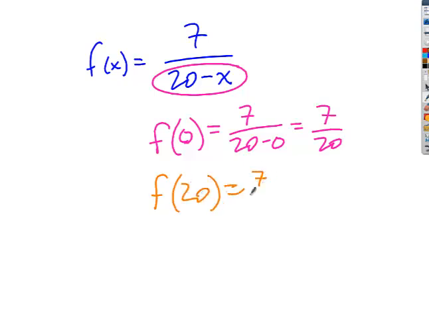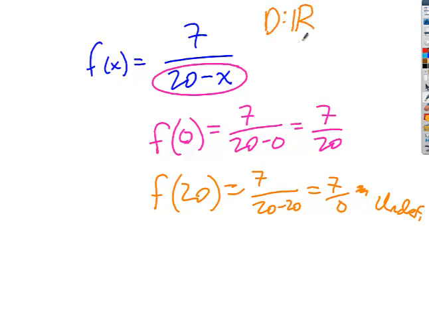But the fact that this denominator could potentially equal 0 means maybe there is something excluded from the domain. And that, of course, is 20. Because if we put 20 in here, we've got 7 divided by 20 minus 20. 20 minus 20 is 0. And this is undefined again. So we would say the domain is all real numbers except 20.